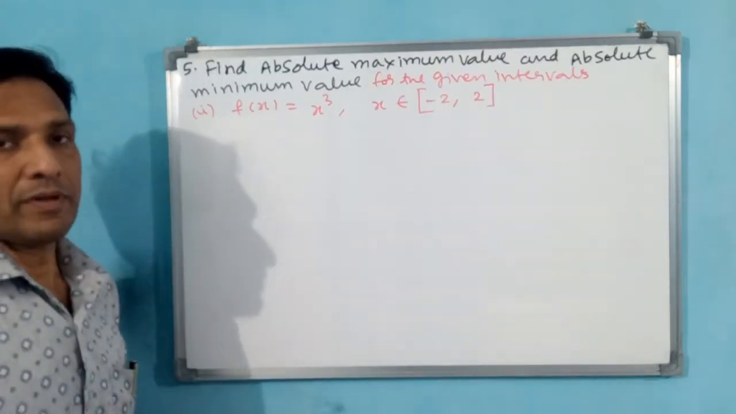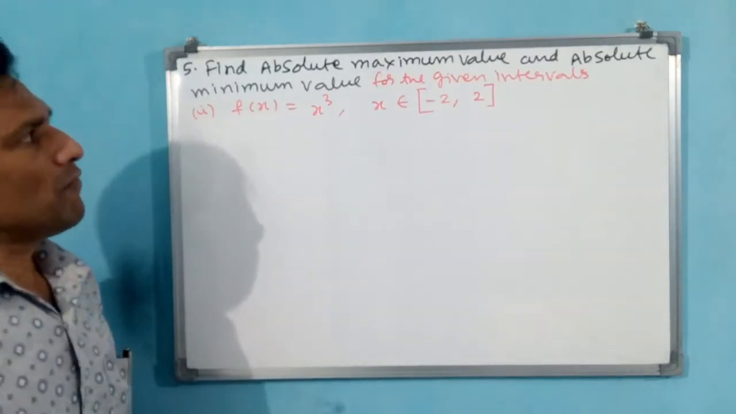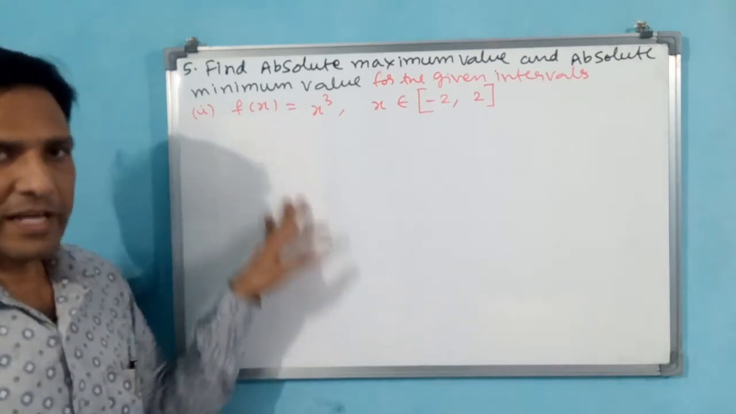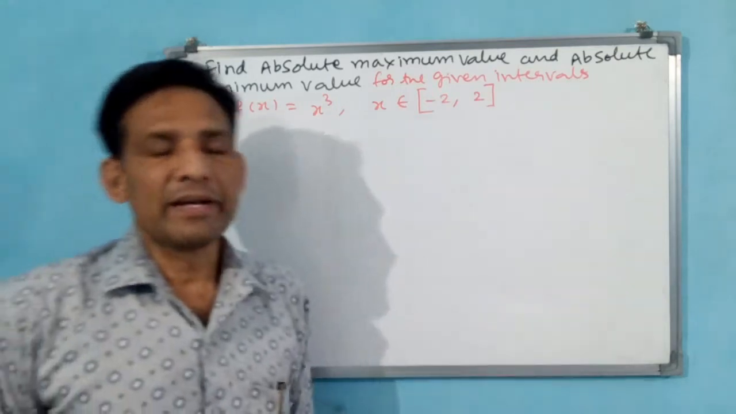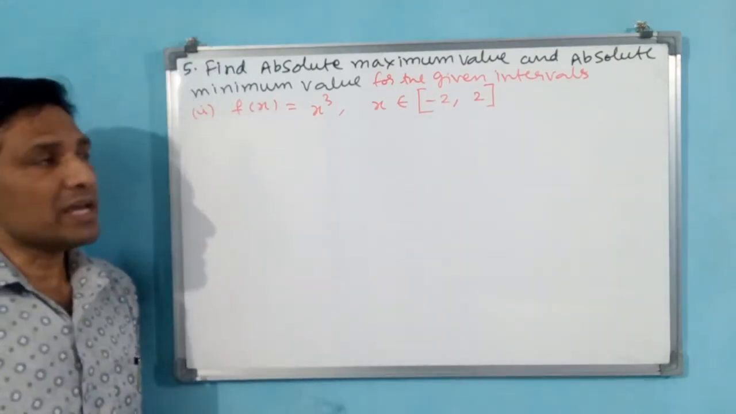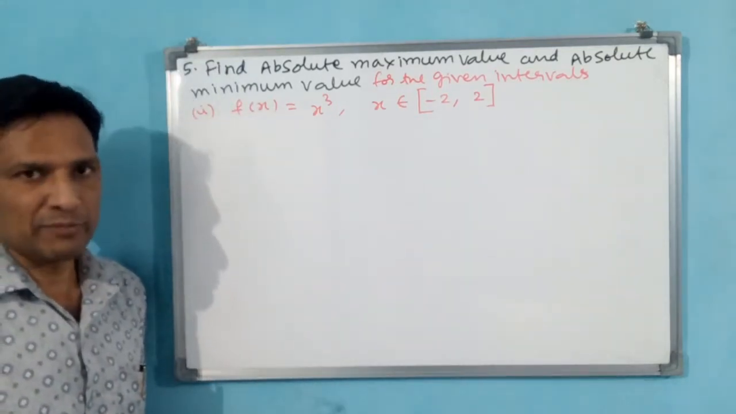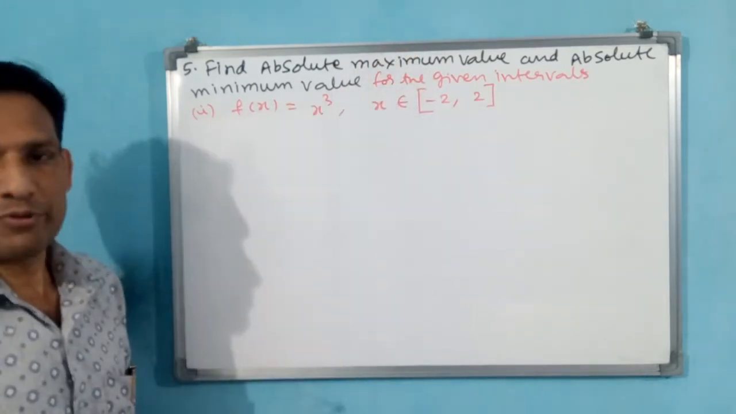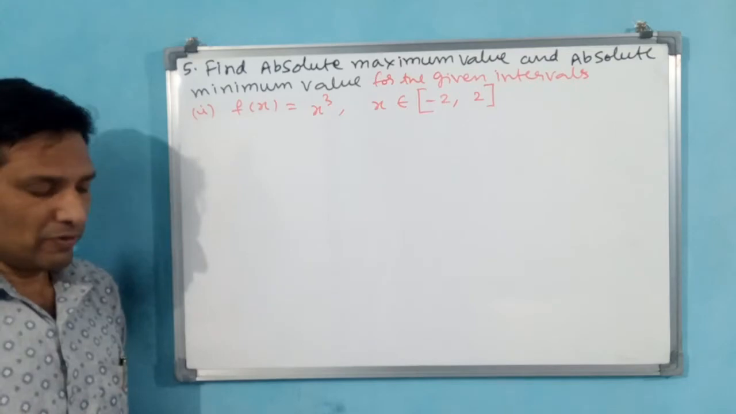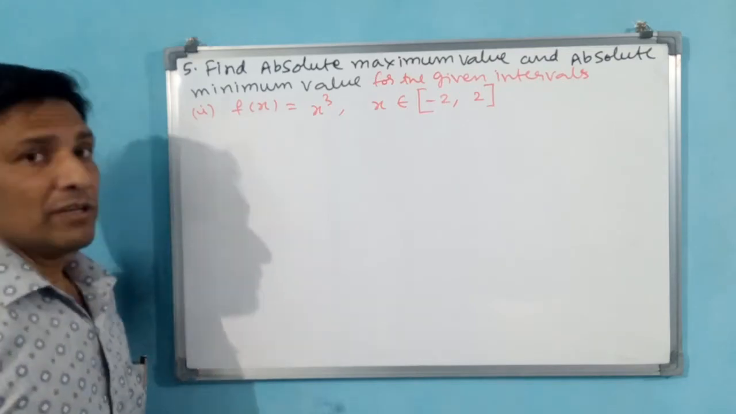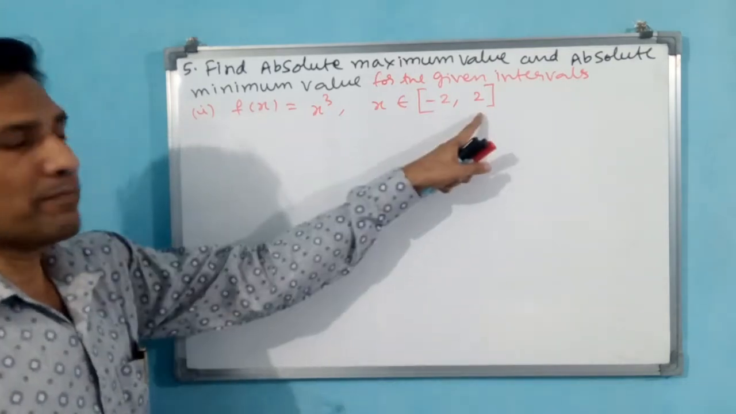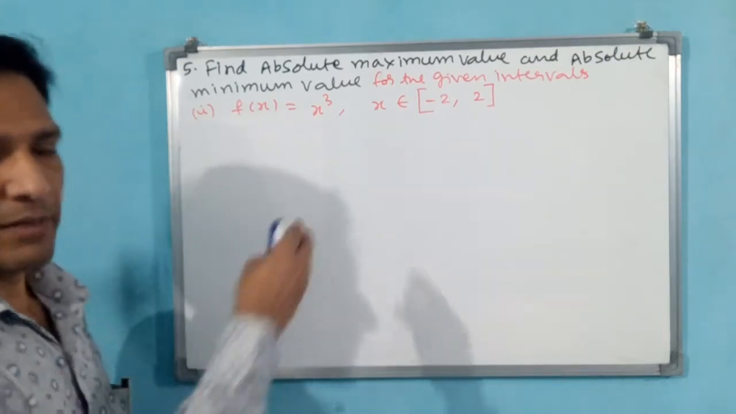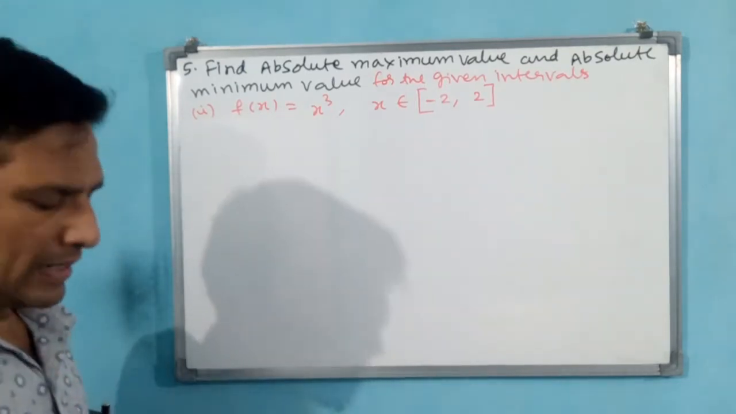See, 5th question: find the absolute maximum value and absolute minimum value of a function for the given intervals. This is very important. Whenever they ask absolute minimum and absolute maximum, closed intervals will come. Without an interval, they don't ask absolute minimum or absolute maximum. Keep that in your mind. You have to find f of -2 and f of 2, but in between, any critical point also you have to find, and that point's value also.